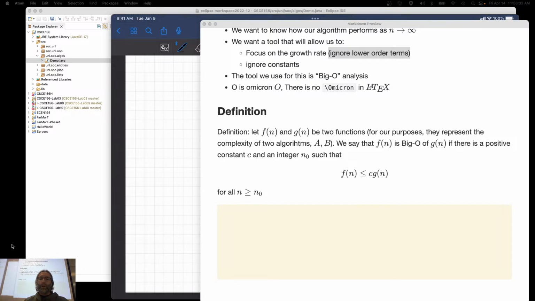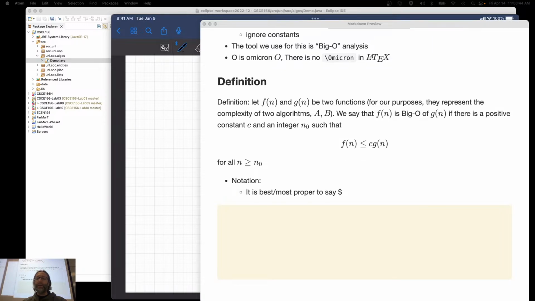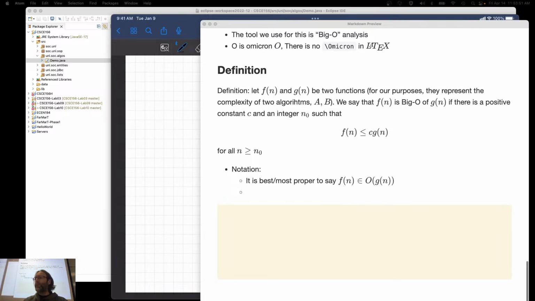Okay. Now, some notation here before we get into it. It is most proper to say that f of n is in O of g of n. Especially if you've had 230 or 235H, you should definitely be using that notation. What is that little notation right there doing? It's saying that this function is in this set of functions, in this class of functions. That's the proper way of saying it.